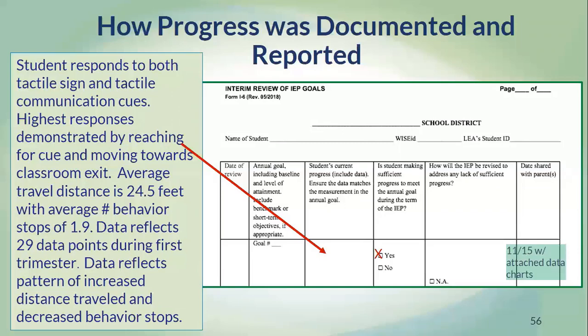The average distance that they were traveling within this time period was about 24.5 feet, and the average behavior stops were just under 2, at 1.9. The data reflected a total of 29 data points during the first trimester. The graph that we were able to show the parents showed an increase in distance and a decrease in behavior stops. It was pretty awesome, but this is how we wrote it on our progress report.